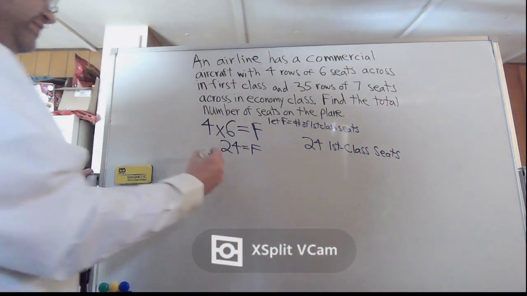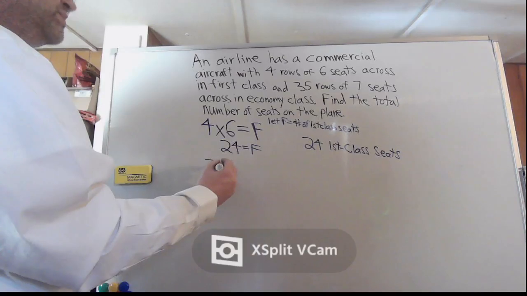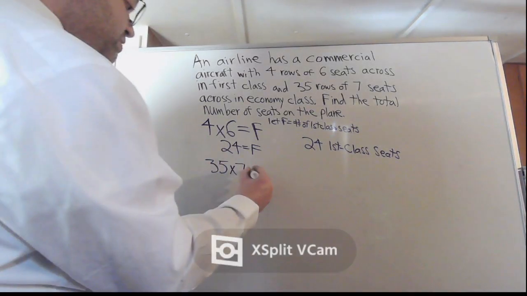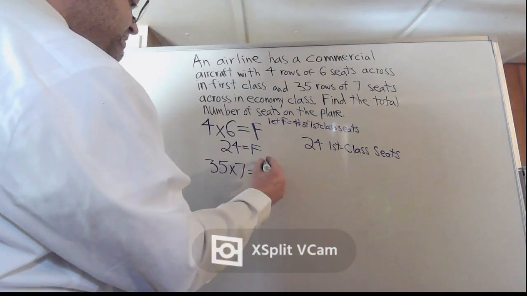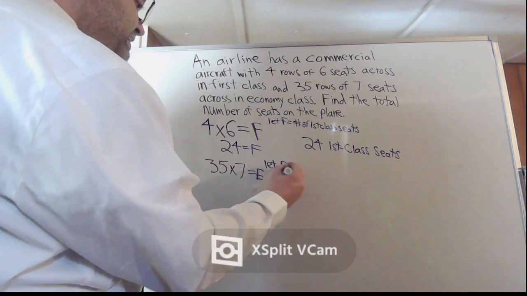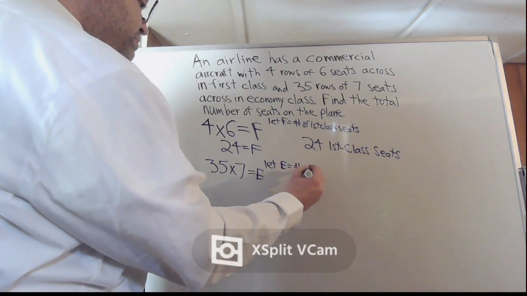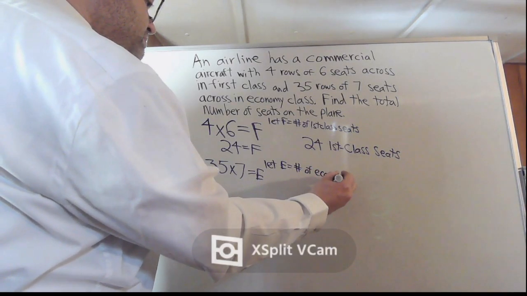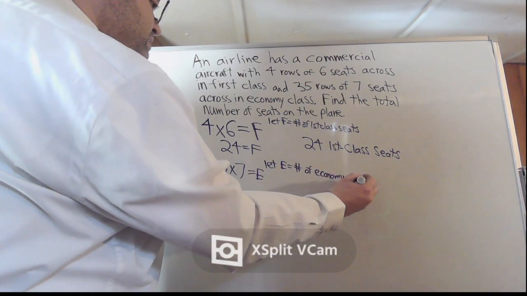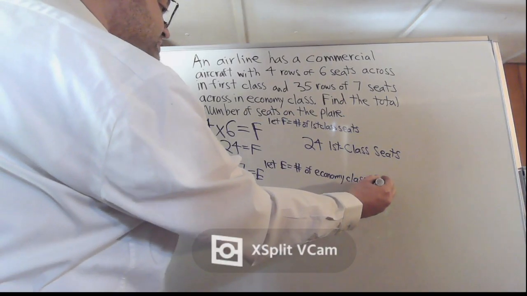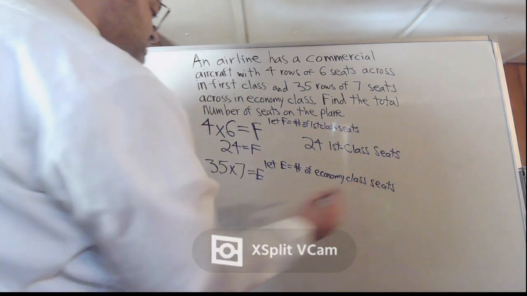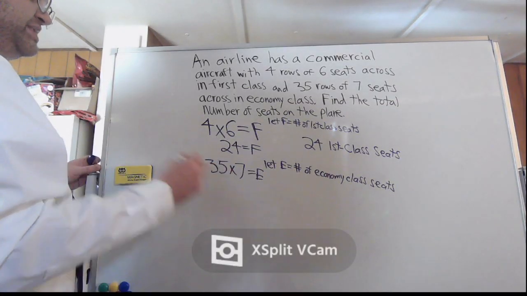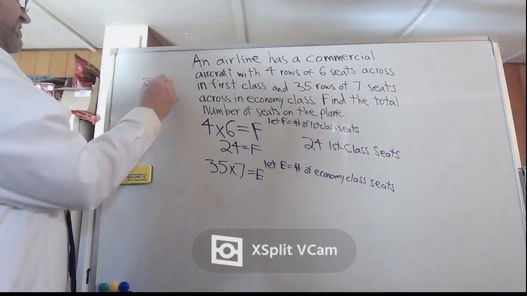Now they also give you that there are 35 rows of 7 seats across in economy class. We will let big letter E equal number of economy class seats. Well, we got to figure out what is 35 times 7. Figure that out on the side here.